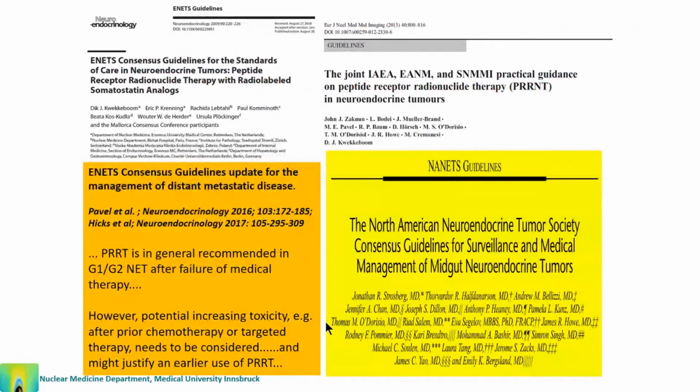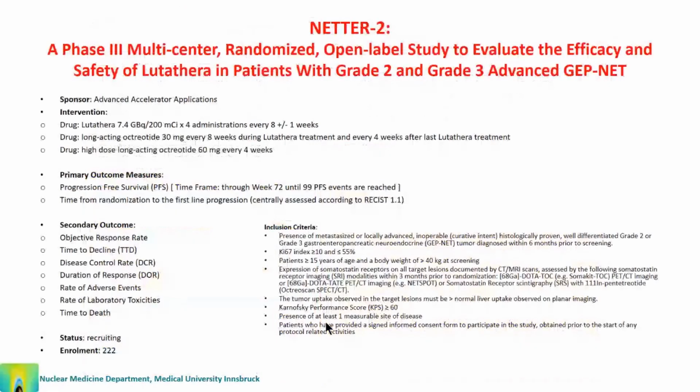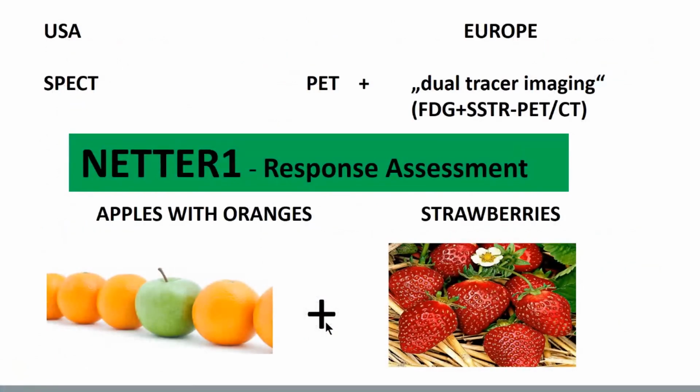now existing, showing us the value of PRRT in neuroendocrine patients, but also studies coming up in lots of other tumor entities. Now we are looking forward to some results of the NETTER-2 trial, which is currently performed with Thera in grade 2 and grade 3 neuroendocrine tumors.